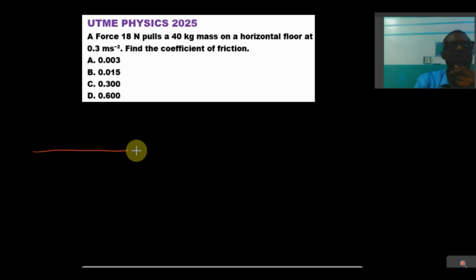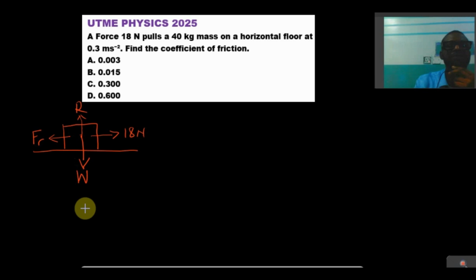Now, if this is the horizontal floor and this is the object on the floor, and this object is being pulled by a force of 18, there's a frictional force that is opposing this motion. Let's call it Fr. And there's a reaction offered by the floor. Let's call it R, which is also equal to the weight of the object, W.